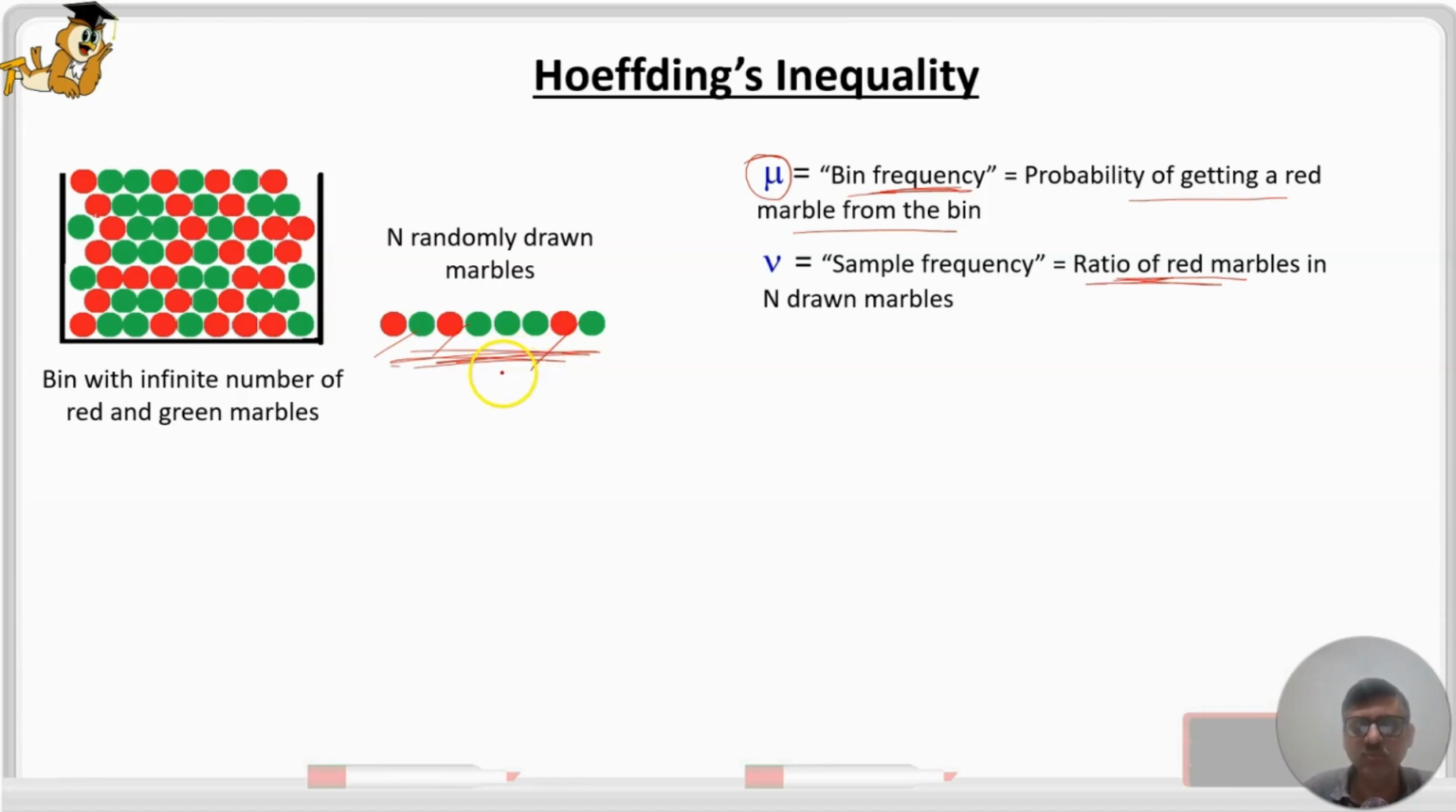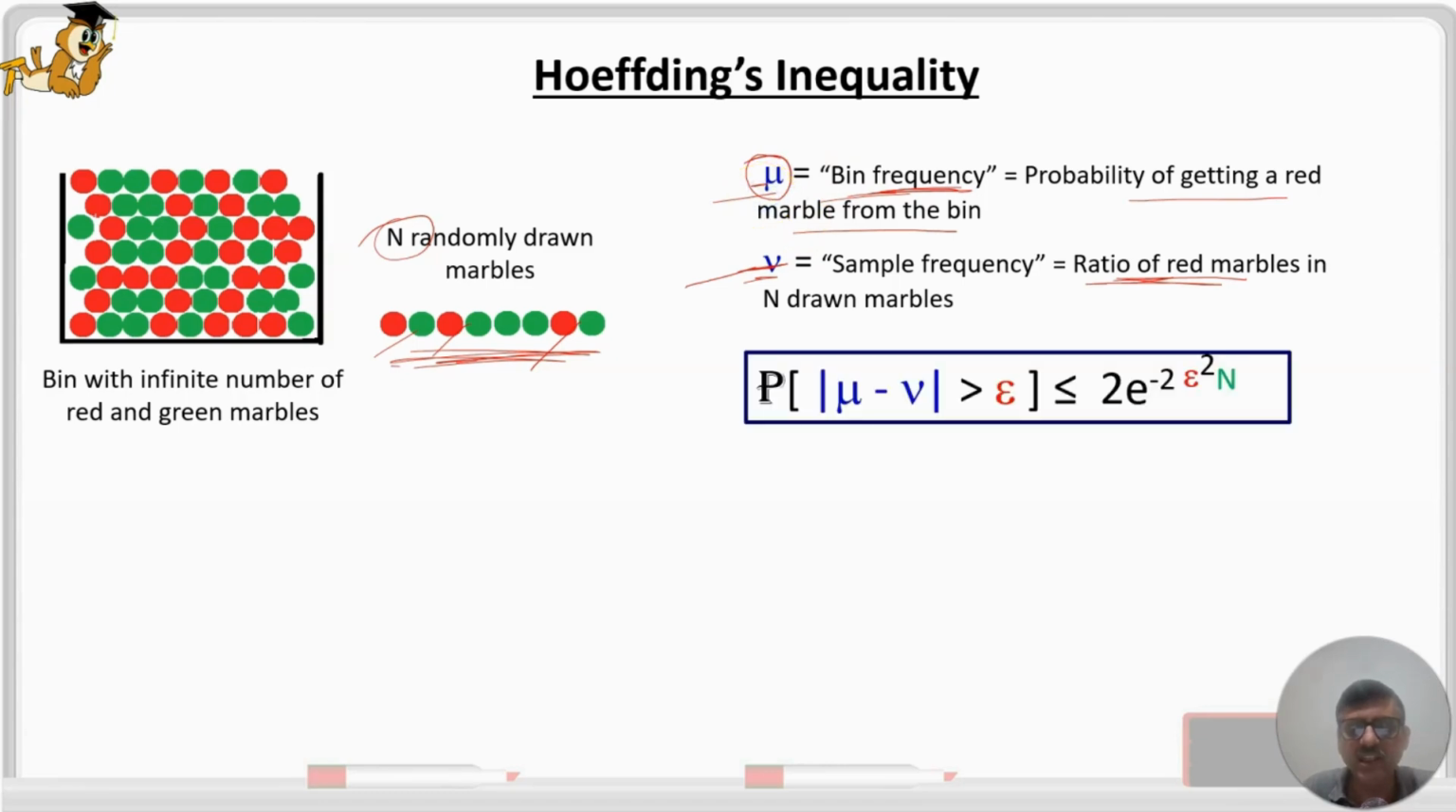Now instinctively you will assume that mu will be close to nu, right? Because these marbles are drawn from this big bin, you will assume that mu will be close to nu, and your intuition would also suggest that mu would get closer and closer to nu as n increases. So as you draw more and more marbles, your sample frequency would start approaching your bin frequency. That is essentially what Hoeffding's inequality says, but it quantifies this difference between mu and nu.